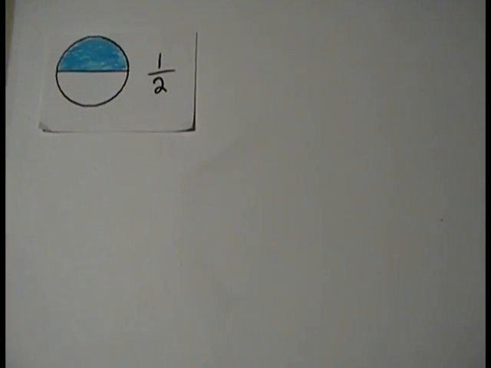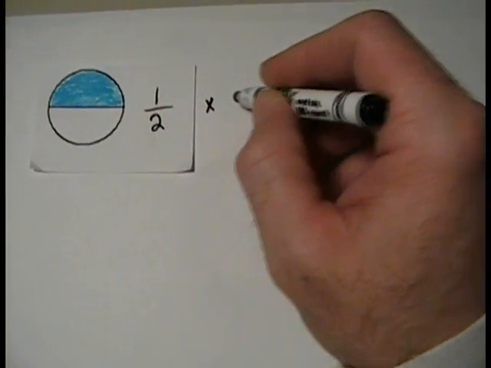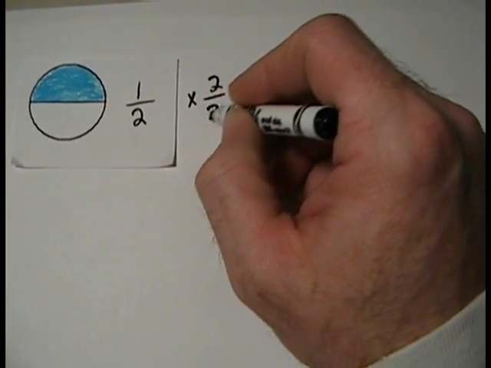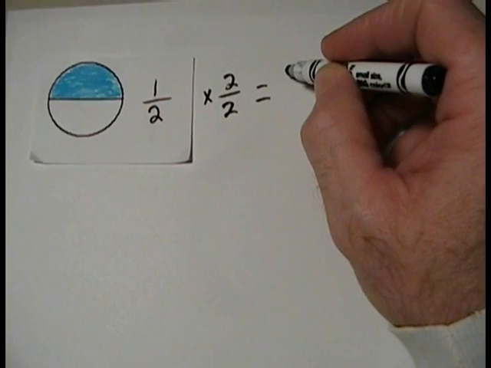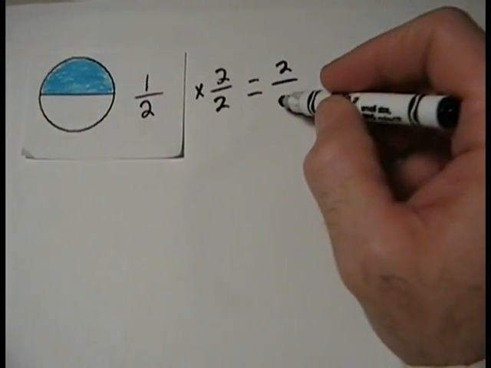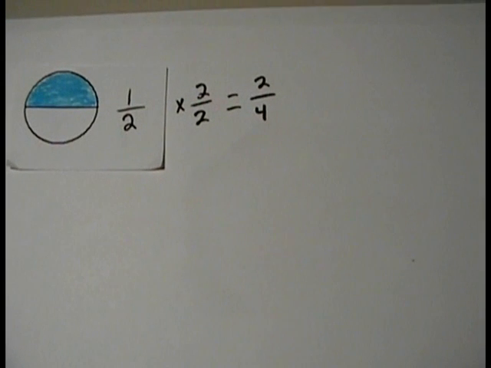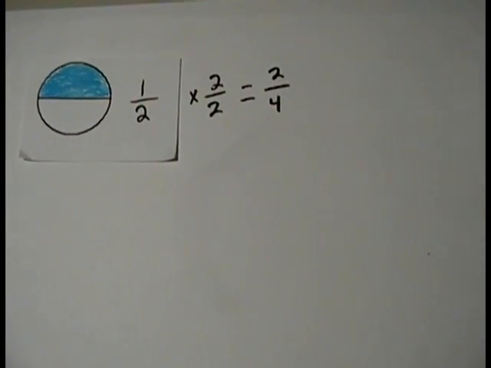Looking here, we have 1/2. Following our rule, we would multiply the numerator and the denominator by the same number. Let's pick 2. So 2 over 2. Multiplying the numerators, 2 times 1 is 2. And multiplying the denominators now, 2 times 2 is 4. So our new fraction, our equivalent fraction, is 2/4.